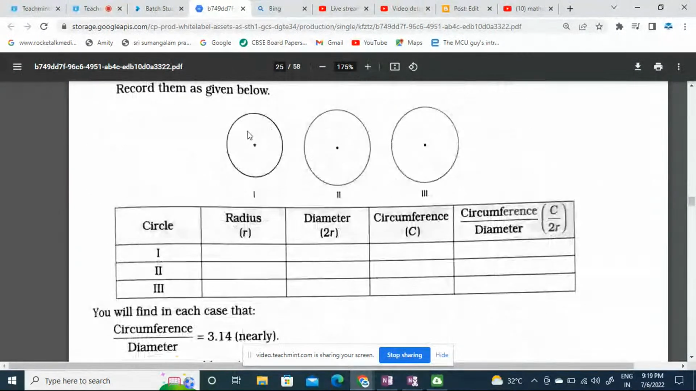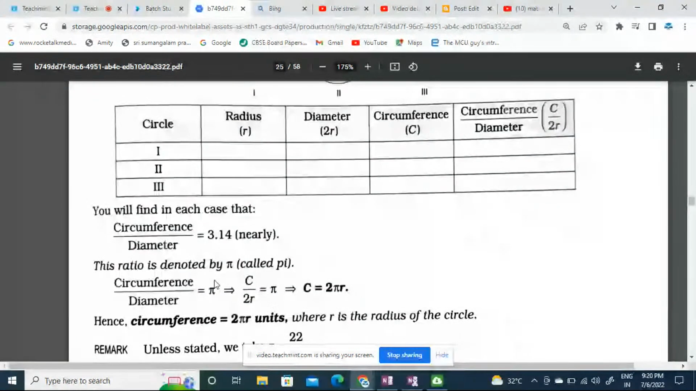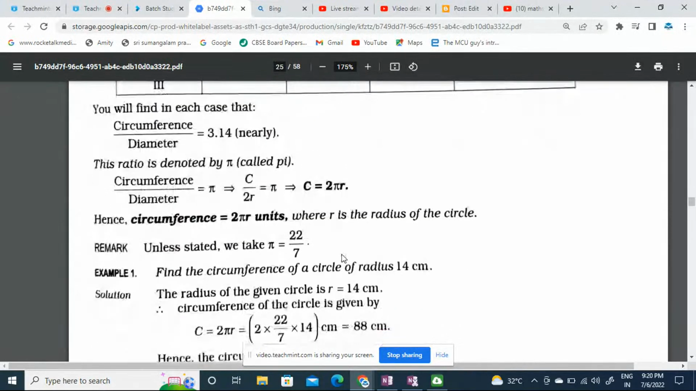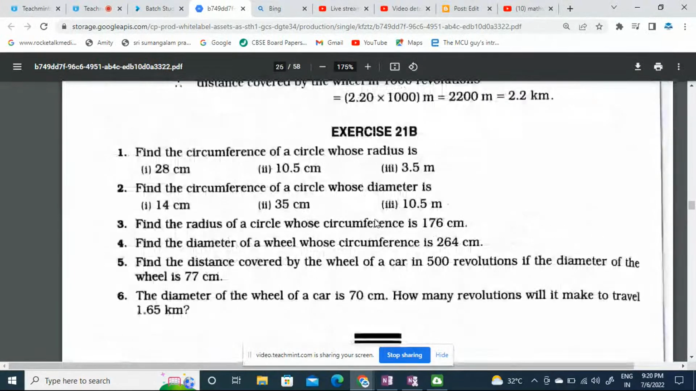Now you can see these are the three circles and we can easily find the circumference. Whenever we find the circumference of the circle with the diameter, we always get a constant quantity 3.14, and this constant quantity is considered as pi. So whenever we find the ratio of circumference and diameter of a circle, that is found to be 3.14. So the formula for the circumference is 2 pi r, where the value for pi can be 22 by 7 or 3.14. I am going to explain this concept with one more question.